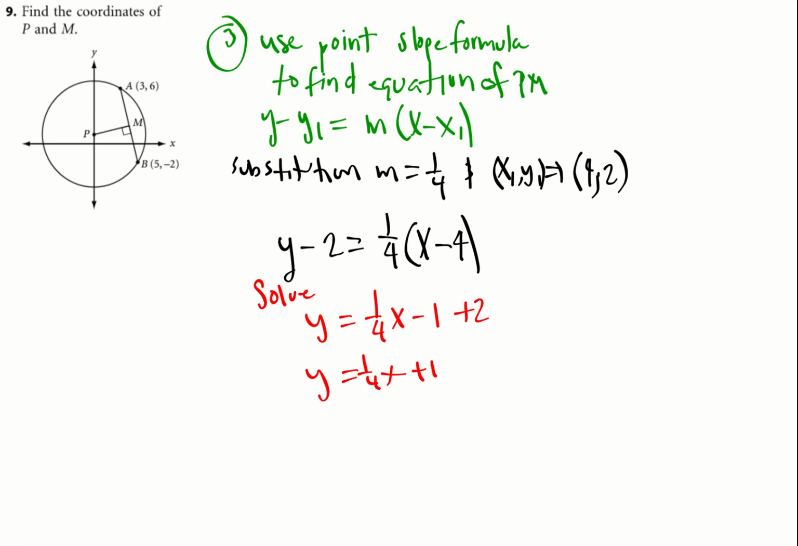Now, if you recall back to your algebra days, that plus 1 is considered your y-intercept. Since you know that P is right on the y-axis, we can just say that is your y-intercept. So point P is in fact at 0, 1.